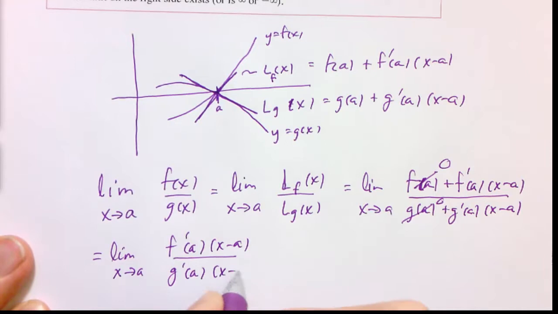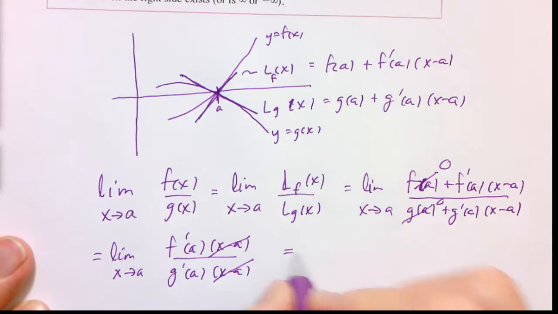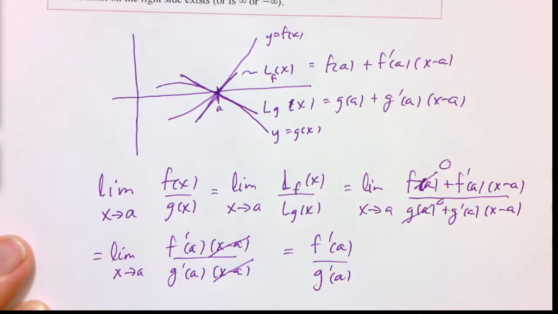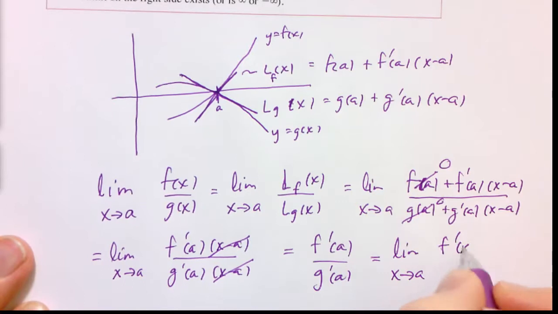Now you can apply L'Hopital's rule without really understanding what's going on here, but this just gives you some idea what's up. I can cancel these now. F prime of a is just a number, G prime of a is just a number, so direct substitution essentially, and I get this. And if f prime and g prime were continuous functions, that would be the same as that limit.